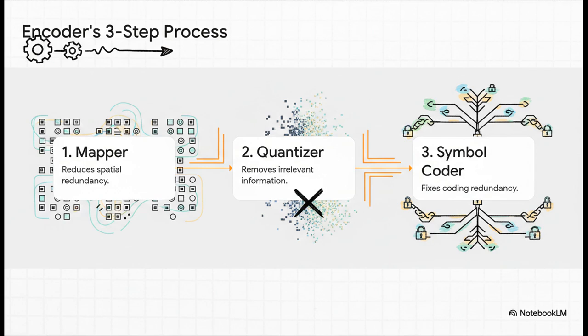So let's peek inside that encoder. It's basically a 3-step assembly line for fighting waste. First, the mapper deals with that spatial redundancy. Remember, the big blocks of similar color. Then the quantizer gets rid of all the irrelevant information our eyes can't see anyway. And finally, the symbol coder uses those smart, variable length codes we just talked about to fix the coding redundancy. It is a systematic attack on all 3 fronts.